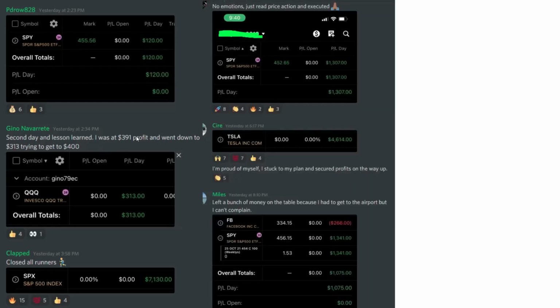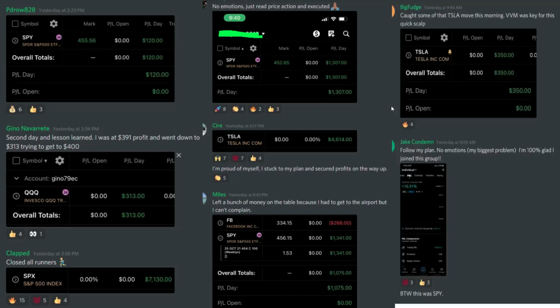Second day, $391 profit. Proud of yourself, stuck to his plan, secured profits on the way up. No emotions, just reading price action and executing. Tesla move was very key. Followed his plan, no emotions. 100% glad he joined this group. That was a $300 profit on SPY. So I think I'm going to end the video on this point.